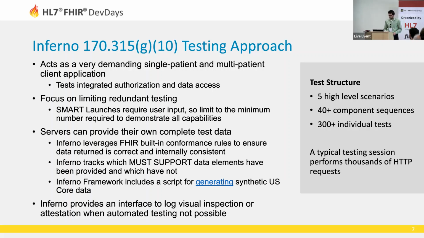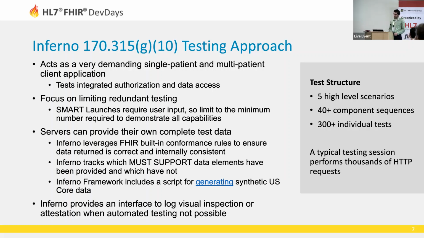Another useful thing in Inferno in general that is used in the G10 test kit is that a lot of the testing parameters can be reused for subsequent tests, as well as materials that are collected throughout tests, just to make the lives of testing proctors easier as they're going through the testing scenario. They're automatically collecting things like access tokens that can be used as part of that integrated end-to-end testing of going from SMART App Launch to US Core testing.